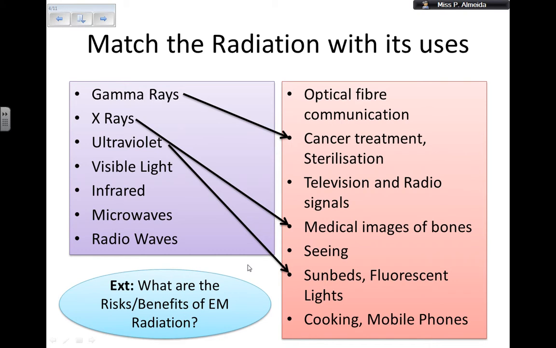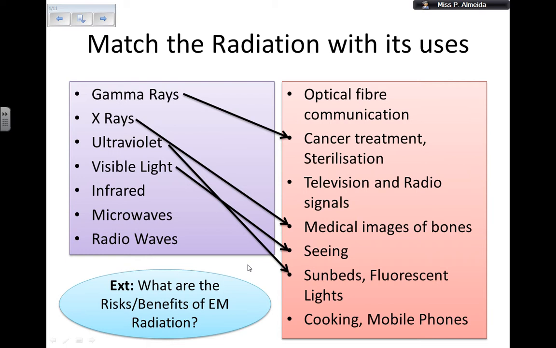Ultraviolet is what you see in sunbeds, fluorescent lights, invisible ink. So again, I'm going down in energy and increasing my wavelength. Then we get to visible light, which is the type of wavelengths we can see. So it's about 700 to 300 and something nanometers, so 10 to the power of minus 9 meters. So these are the wavelengths we can see. Visible light is then used for seeing.